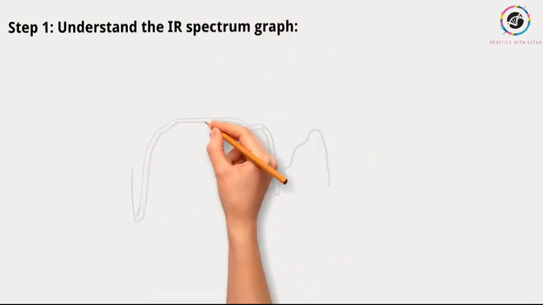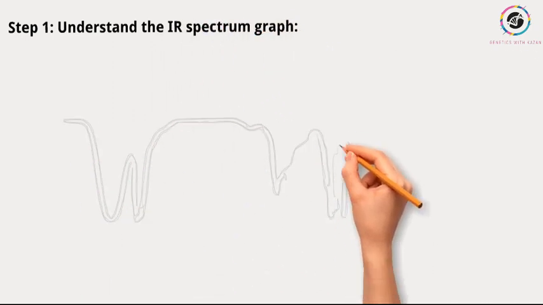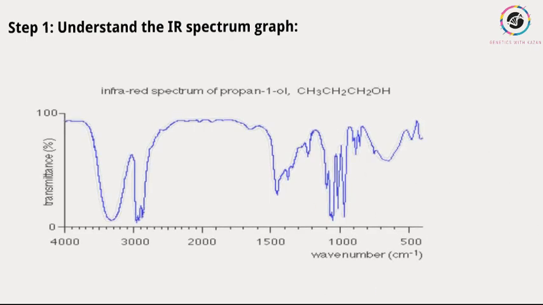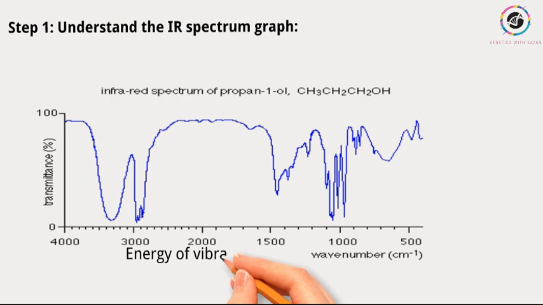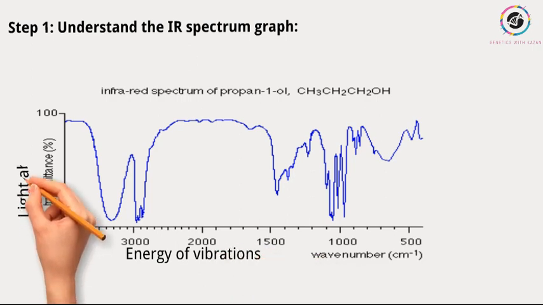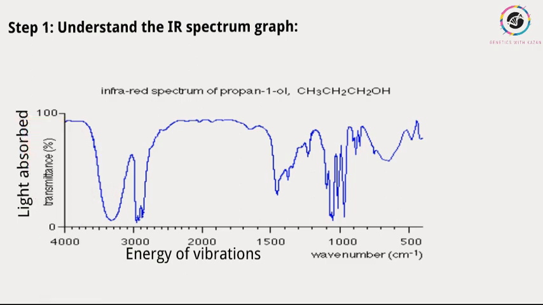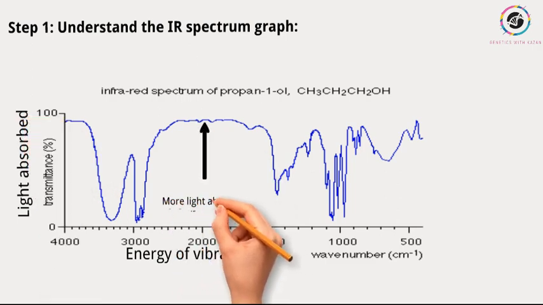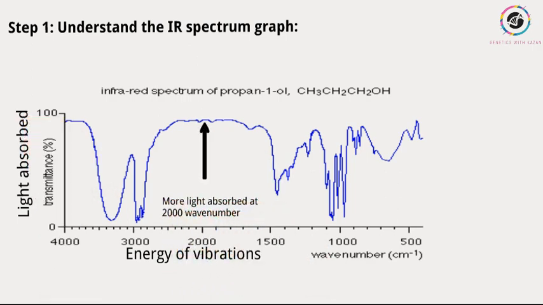The horizontal axis, x-axis, shows the wave number in units of cm inverse. Think of wave number as a measure of the energy of vibrations in the molecule. The vertical axis, y-axis, shows the amount of light absorbed. The larger the peak, the more light is absorbed at that wave number. The spectrum represents the intensity of the infrared radiation absorbed or transmitted by the sample at different frequencies. These graphs depict the absorption and transmission spectra.